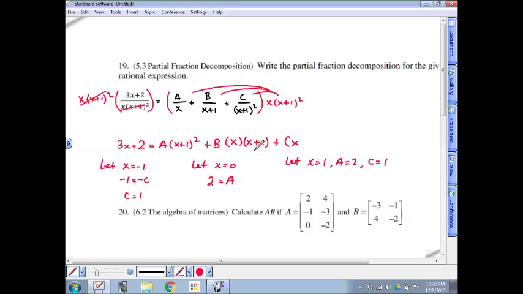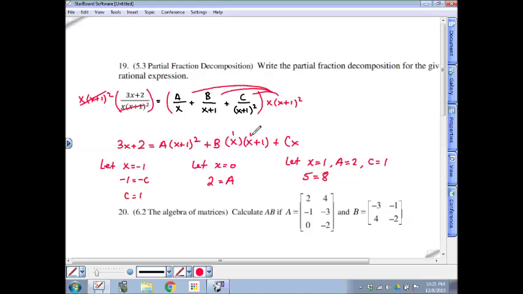Plug them all in. So if x equals 1 on the left side, 3 times 1 is 3 plus 2 is 5. And if a equals 2 and x here is equal to 1, 1 plus 1 here is 2. 2 squared is 4. 4 times 2 is 8. We don't know the value of b, but we're choosing to let x equal 1.